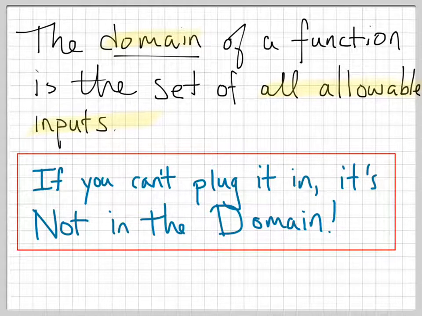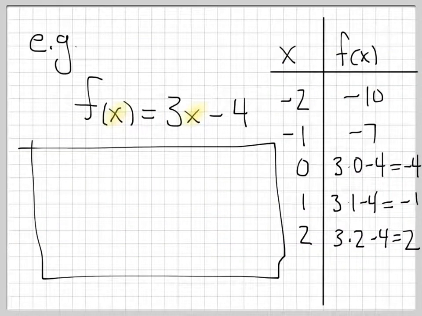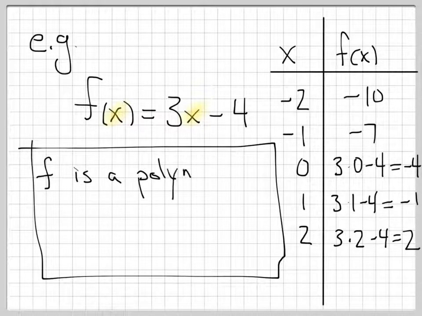So the domain of a function is the set of all allowable inputs. And the thing you should remember, basically, when anybody asks you what's the domain of your function, is that if you can't plug it in, if the function sort of gets visibly ill when you try to plug it in, it's not in the domain. And so let's go back and look at our two functions. Here we have a polynomial, right? F is a polynomial. So all inputs are okay.